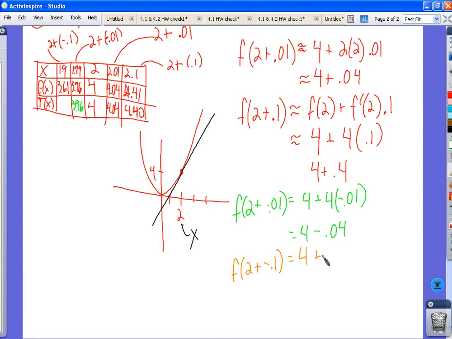We get 4 plus 4 times dx, negative 0.1. That's 4 minus 0.4, which is going to be 3.60 exactly. And again, we're off by 0.01. So if you're okay with being off by 1/100th, then the approximation is good enough. The further away we move from x, the more inaccurate our approximation is going to be.